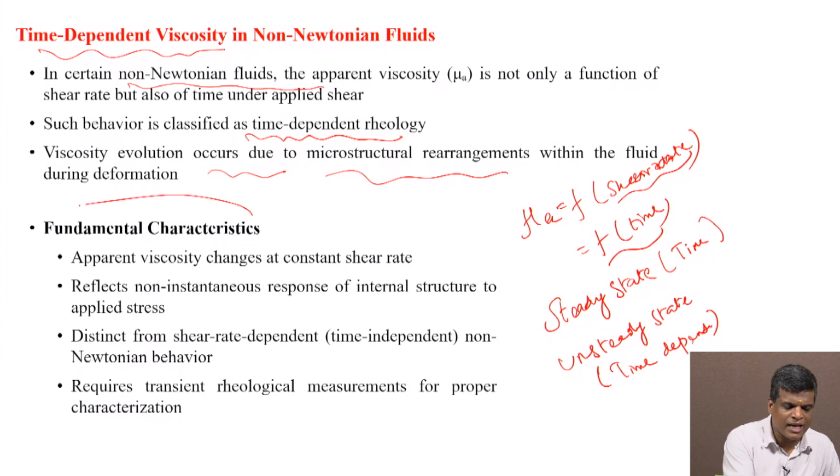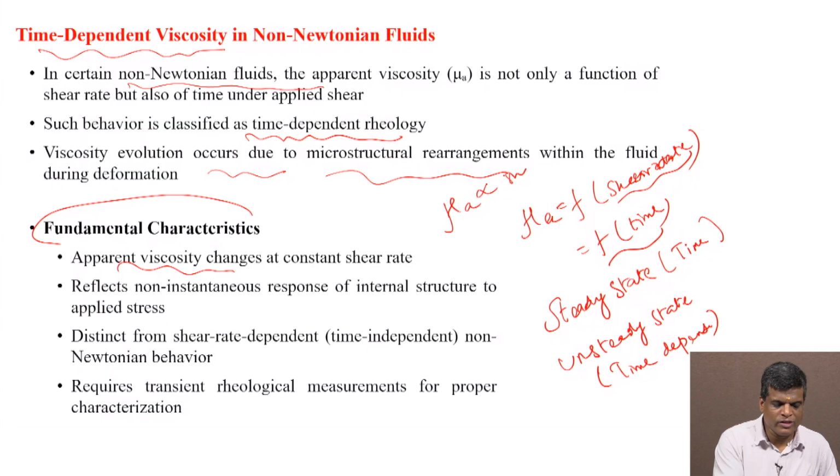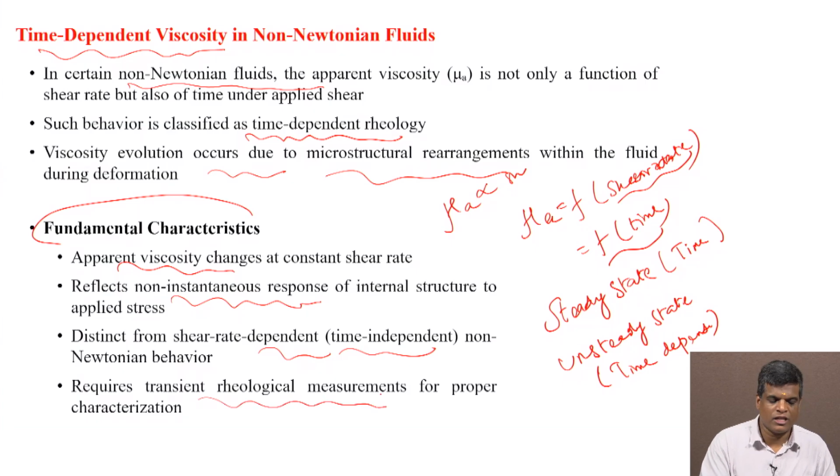So, what are the fundamental characteristics that we will discuss here? Apparent viscosity changes at a constant shear rate. The apparent viscosity mu A always changes with time. Then, it reflects the non-instantaneous response of the internal structure to applied stress. It is distinct from shear rate dependent, time independent non-Newtonian fluid behavior. Of course, we need transient rheological measurement for proper characterization. These are the fundamental characteristics of time dependent non-Newtonian fluids.